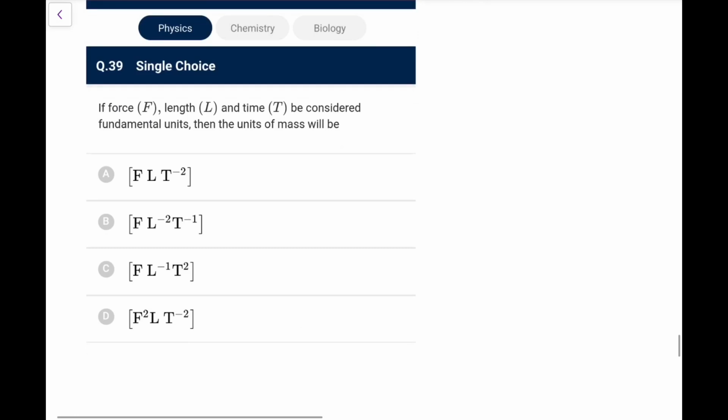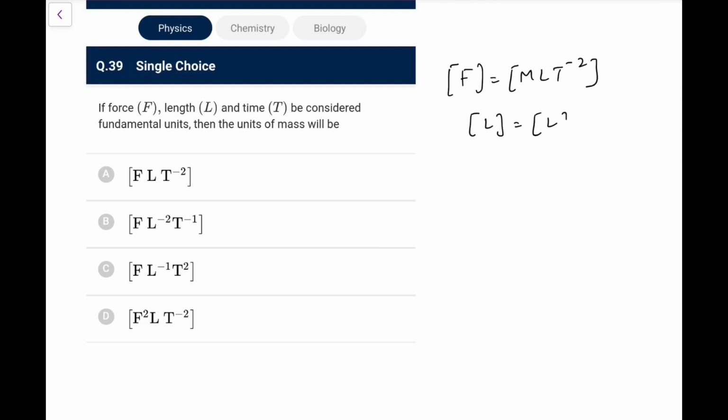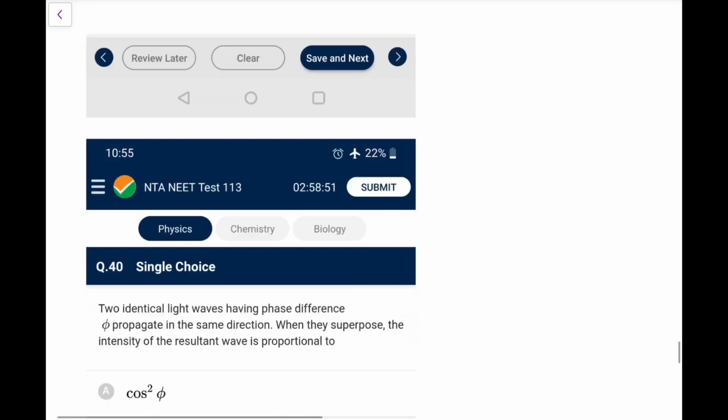Force, length and time are considered fundamental units, and the unit of mass is asked. So what we can directly say, F dimensionally is MLT minus 2, length is length, time is time. So to get mass, for force you need F to the power 1, to eliminate L you need L to the power minus 1, to eliminate T you need T to the power 2. So it comes out as F L minus 1 T2, directly by observation. So go for option C here. Next one.